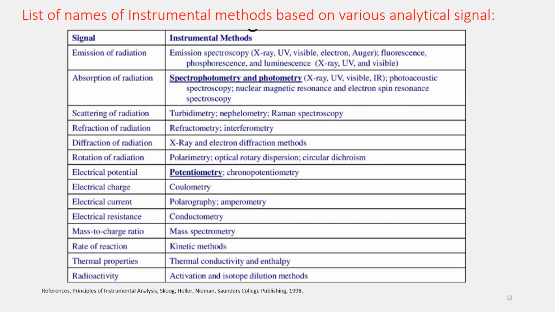Electrical resistance: each molecule has its own resistance, so based on this resistance, and the inverse of resistance, which is conductance, we can analyze. Mass to charge ratio: every element has its own mass and own charge. So based on the mass to charge ratio, they get separated and they tell I am there, and in how much amount I am there. Next is rate of reaction. Every element reacts with a different rate.